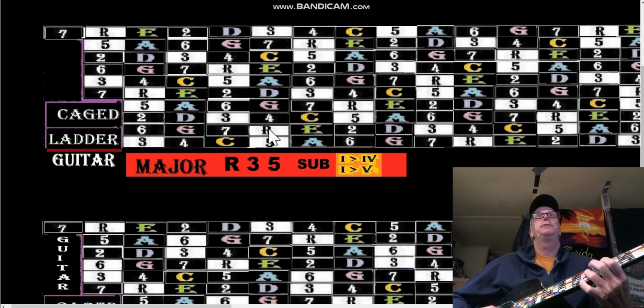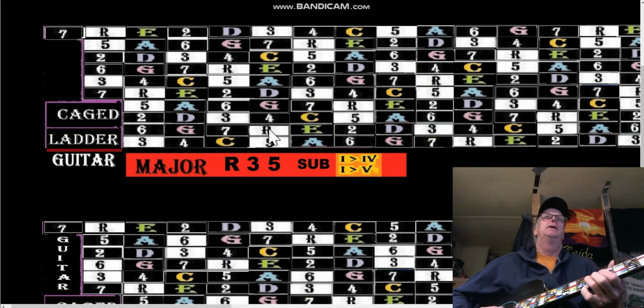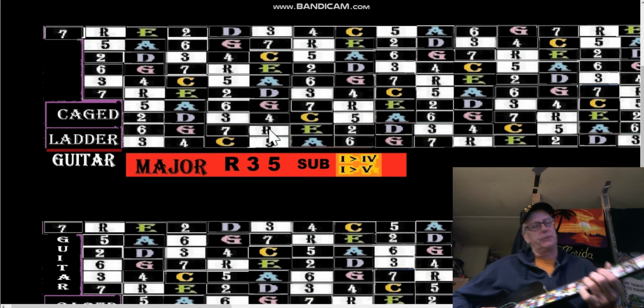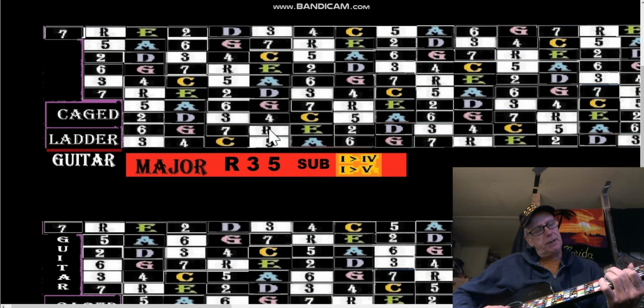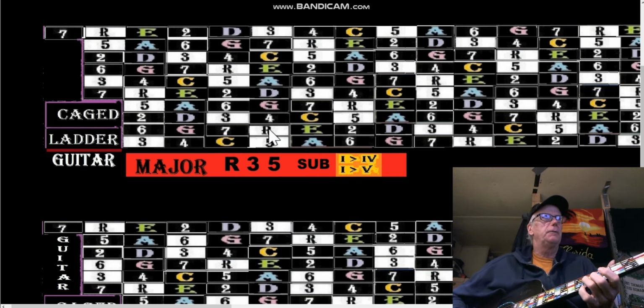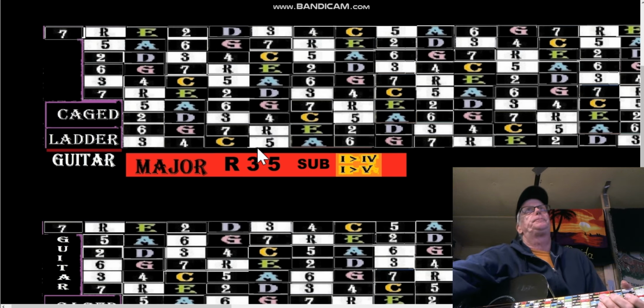4 6 root, G string shape. Okay, now wait a minute. What was it again? Root 4 6. So it's 4 6 root 4 6. Okay, so here's 6 root. Now we go to the 4 again. D string shape is 2 3 4, right? The 4 is right there. All right, wait a minute. I'm getting confused.